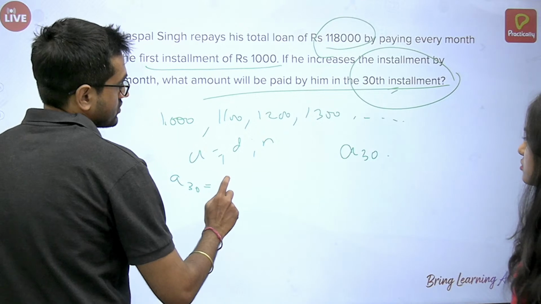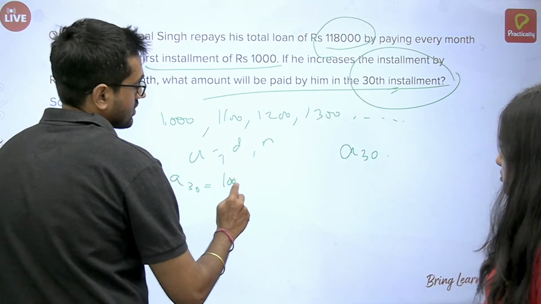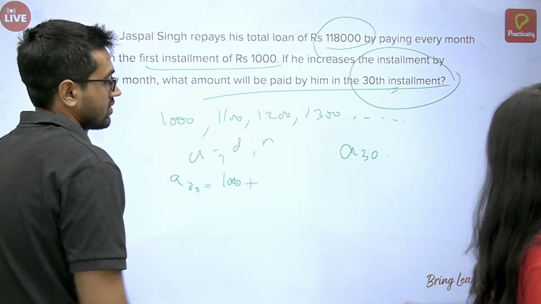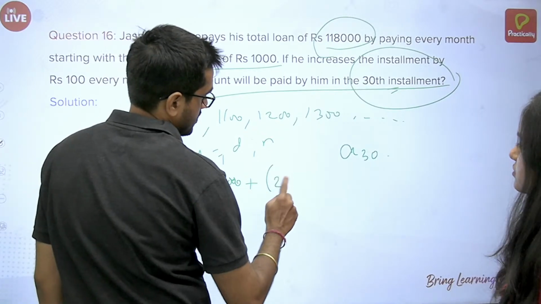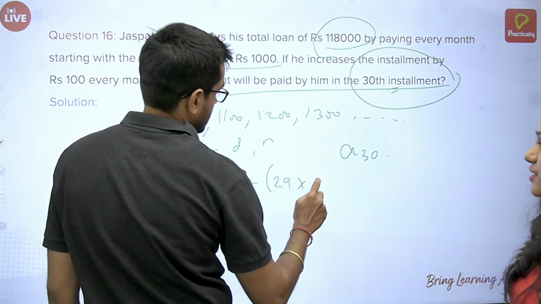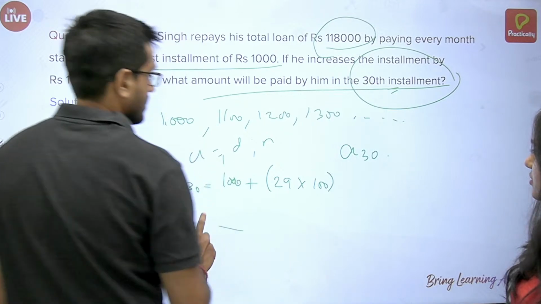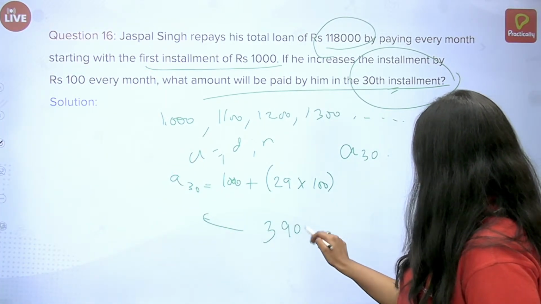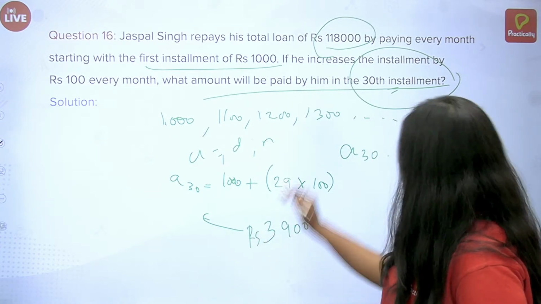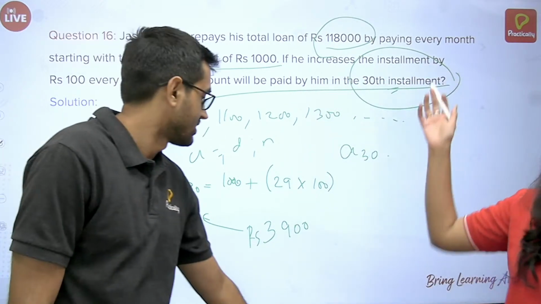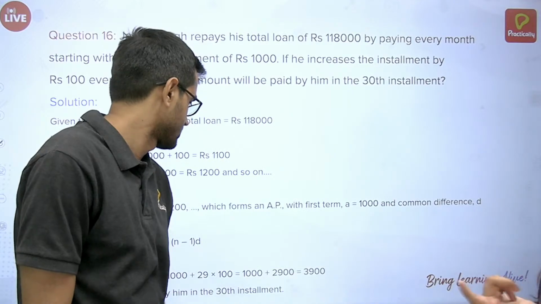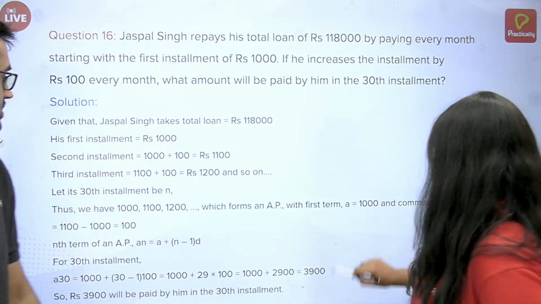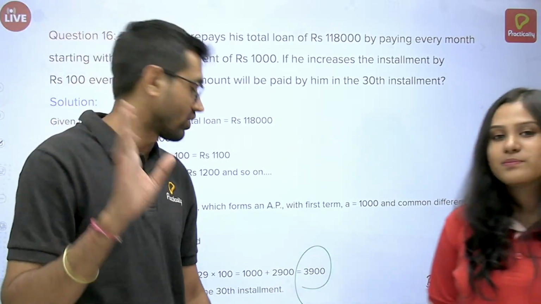A30 is nothing but n by 2 of 2a plus n minus 1 into d. So A is 1000, plus 29 into 100. 2900 plus 1000. Wow, this is a very easy calculation. How is it such an easy question? A similar one was given in 2018 or so. So you don't need to find n by 2 or whatsoever. Super.